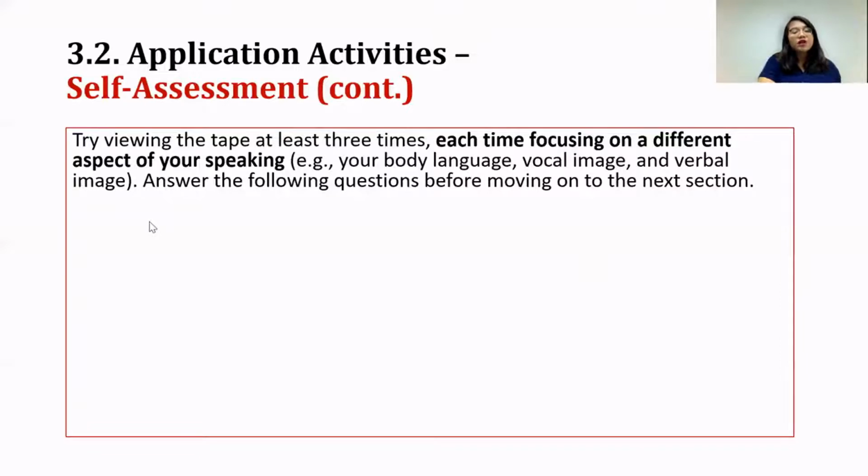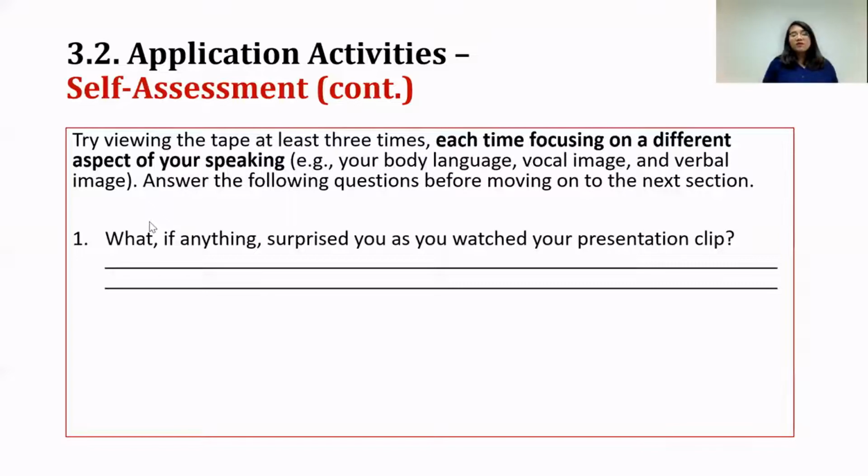Next one, try viewing the tape at least 3 times, each time focusing on a different aspect of the speaking: your body language, focal image, and verbal image. And then answer the following questions before moving on to the next section.